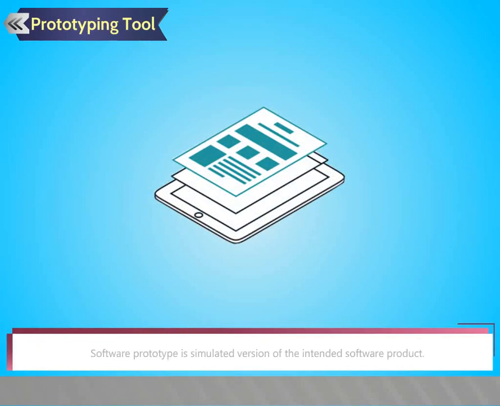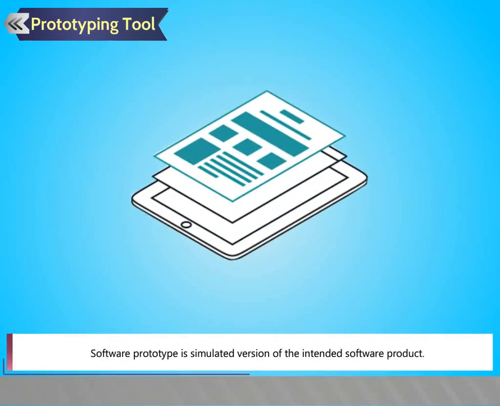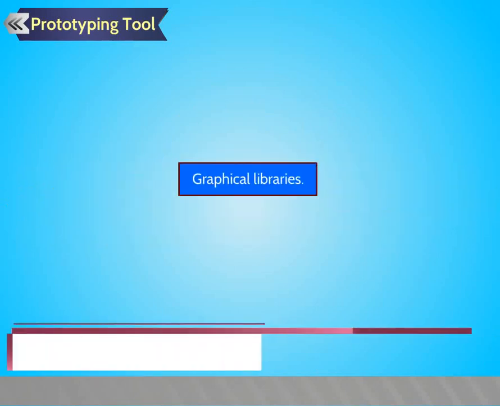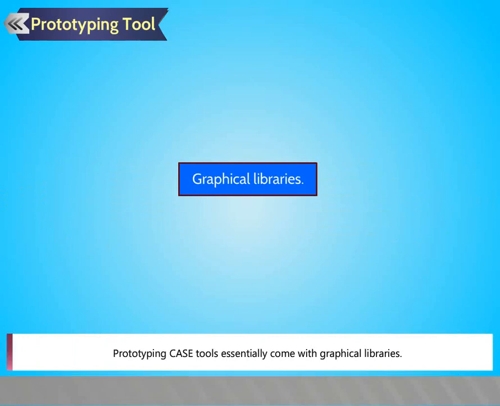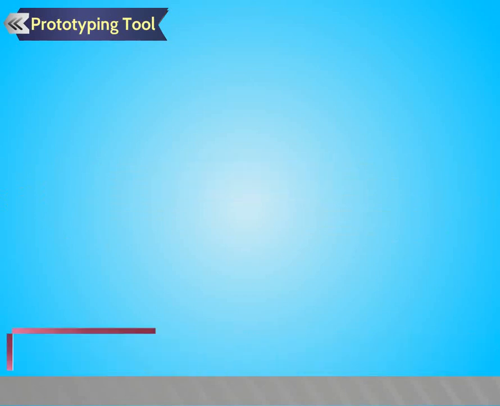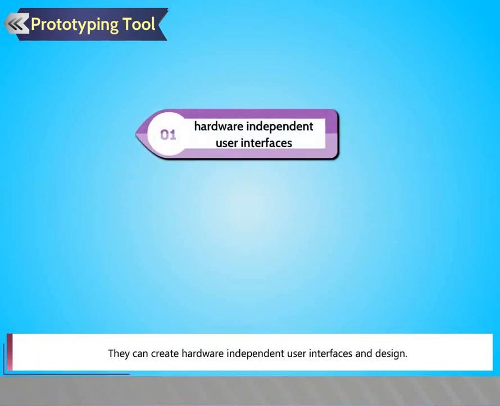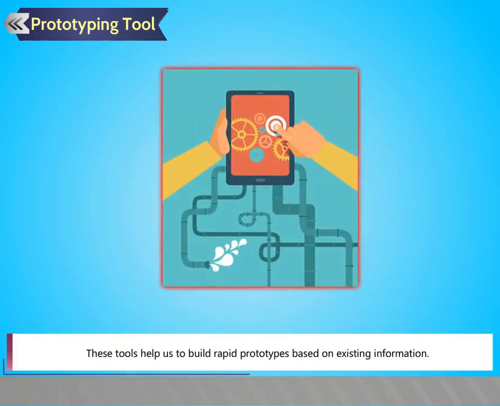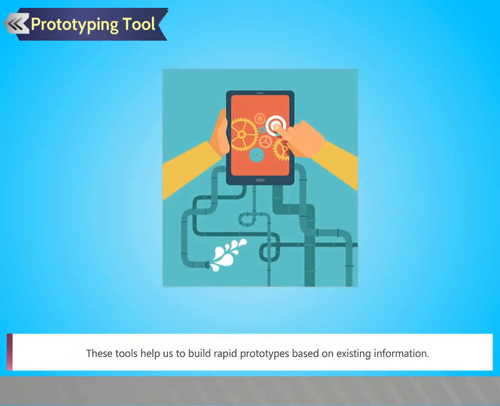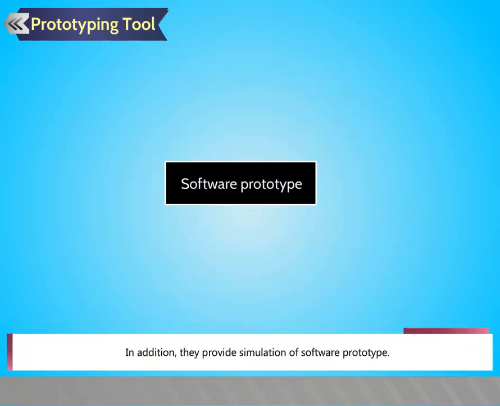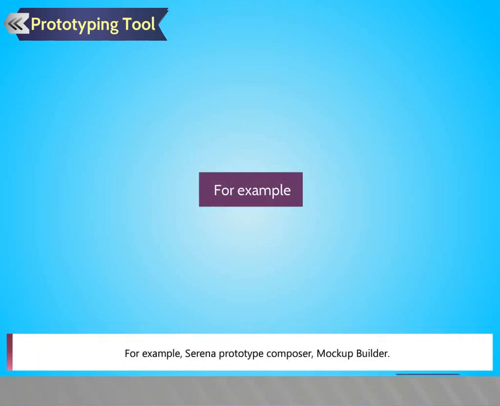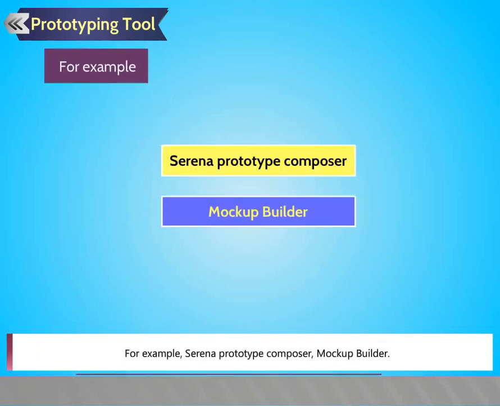Prototyping tool. A software prototype is a simulated version of the intended software product. A prototype provides the initial look and feel of the product and simulates a few aspects of the actual product. Prototyping CASE tools essentially come with graphical libraries. They can create hardware-independent user interfaces and design. These tools help us to build rapid prototypes based on existing information. In addition, they provide simulation of the software prototype. For example, Serena Prototype Composer, Mockup Builder.